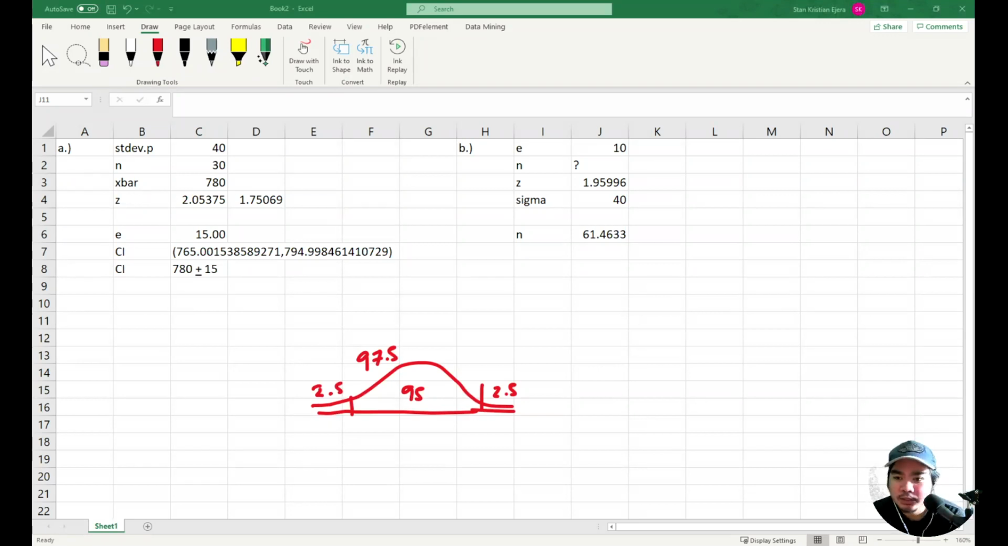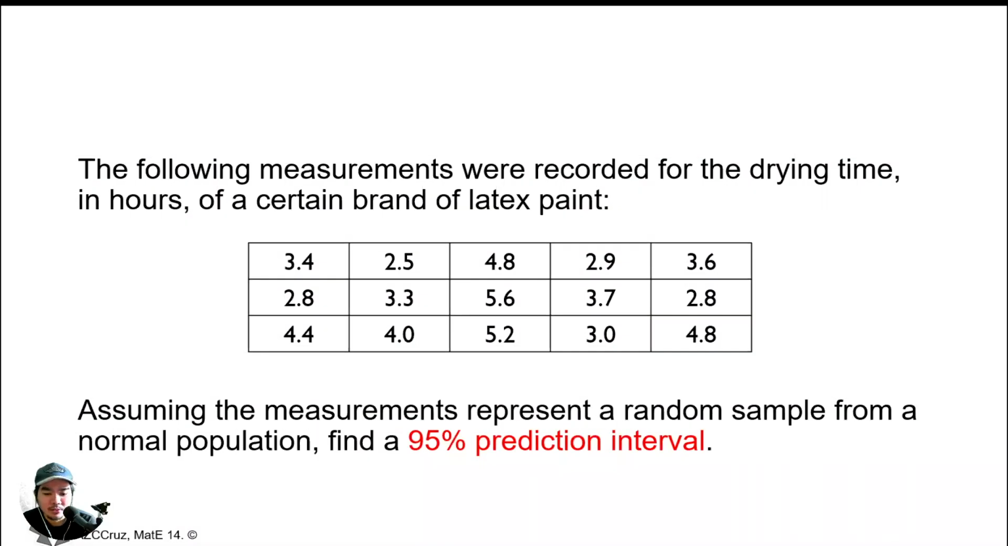I'll copy this value first. Okay, then let's move to our Excel. Sorry, I haven't moved to the problem yet. So this is our problem. Let me show it. We have the following measurements, this is the drying time. Then we assume that these measurements are samples taken to represent the true drying time of this brand of latex paint.